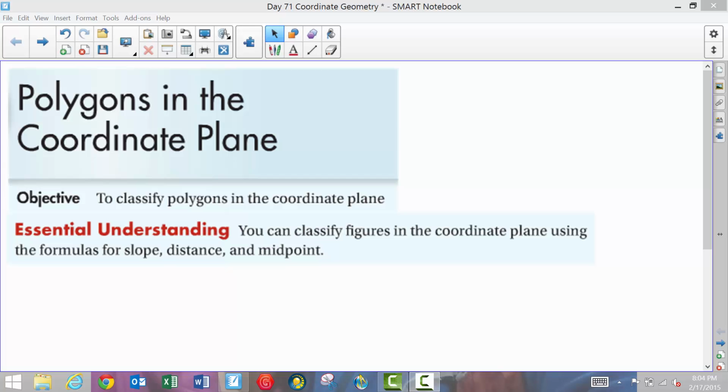Okay, today's lesson will be on polygons in the coordinate plane. We're going to classify polygons in the coordinate plane. So after today, you should be able to classify figures in the coordinate plane using the formulas of slope, distance, and midpoint.